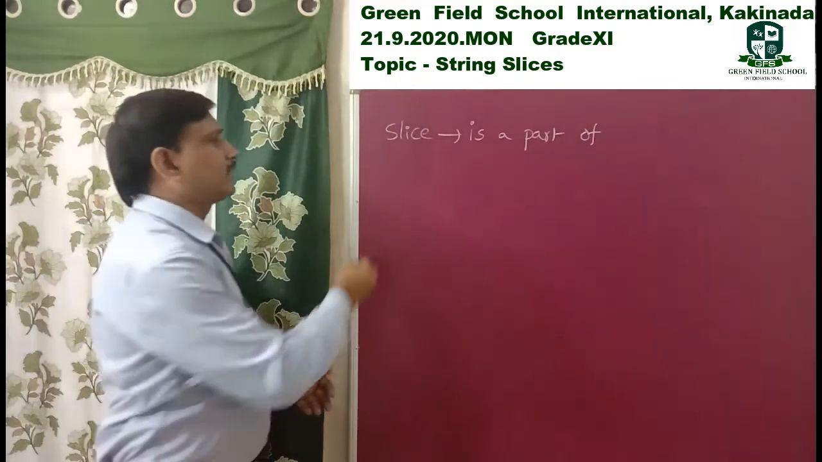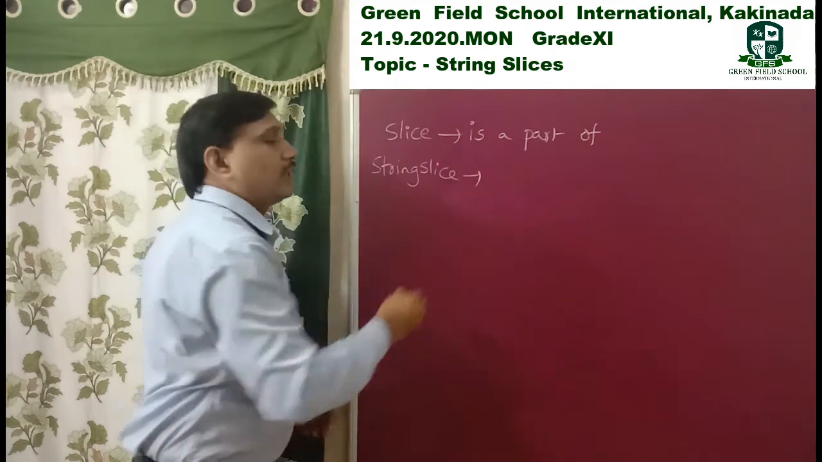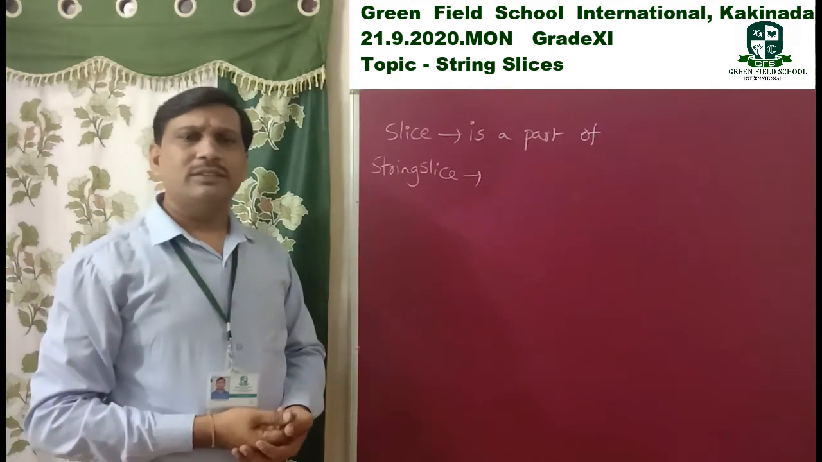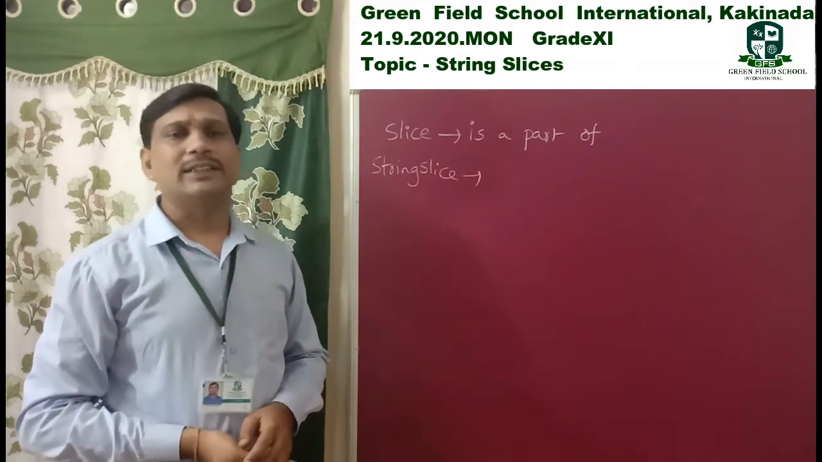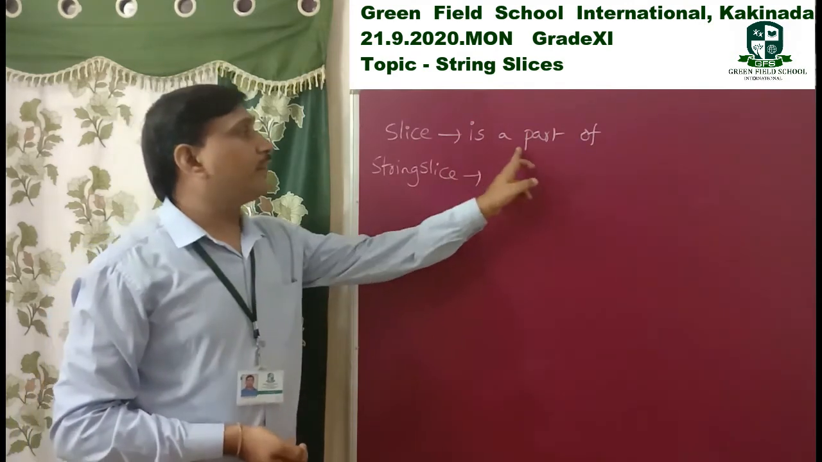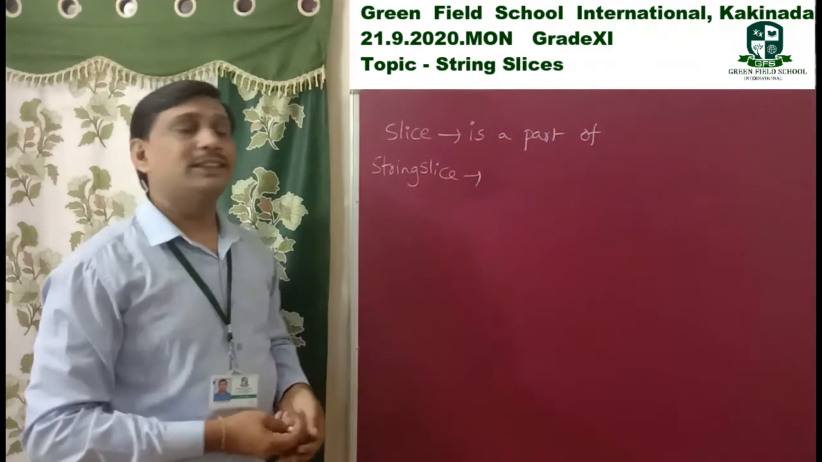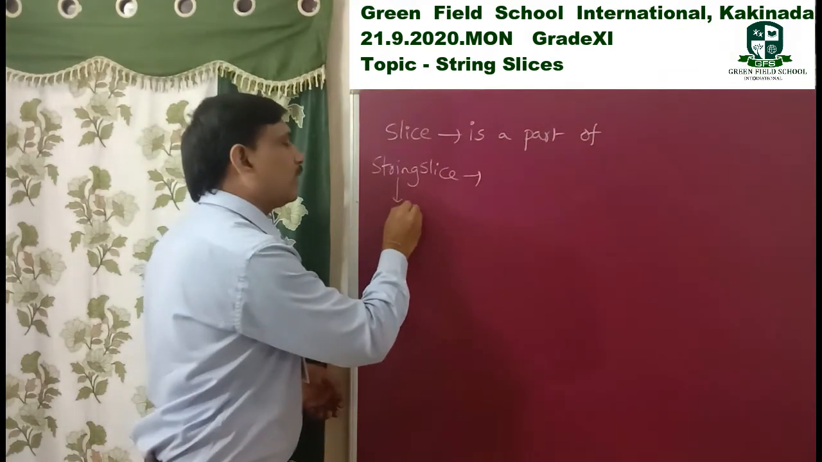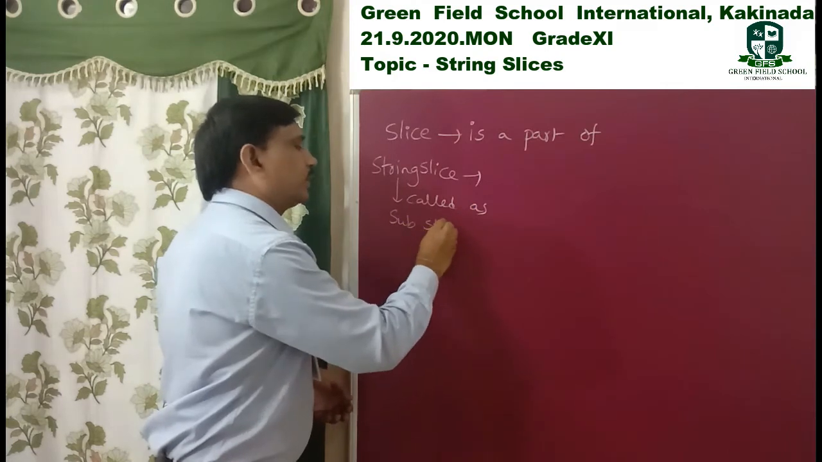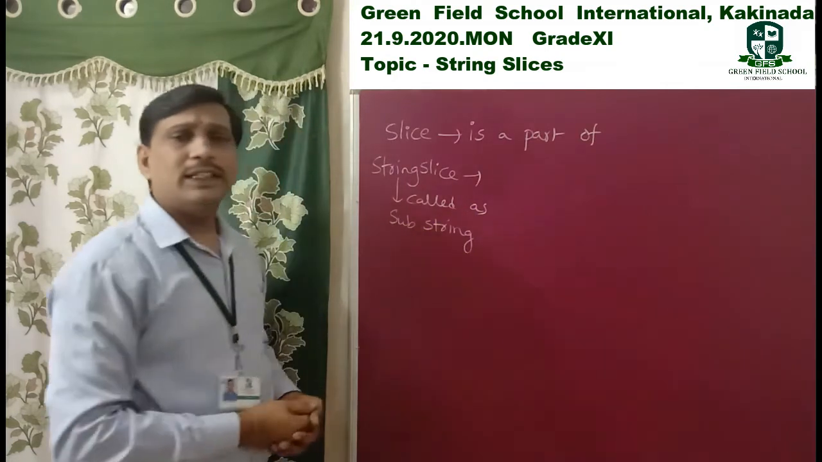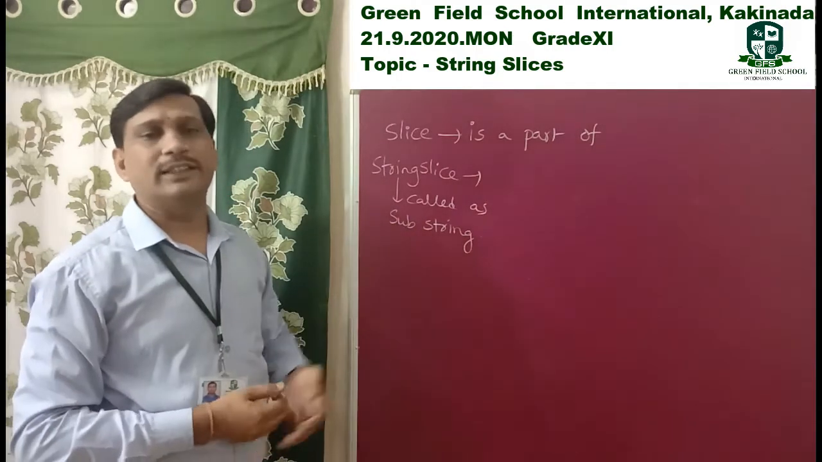So string slice means, suppose we take one string, that is a given string. In that given string, we take a part of the given string. That is called a string slice. This is also called a substring. So substring means a slicing of the given string.